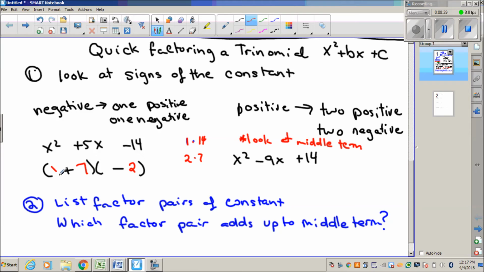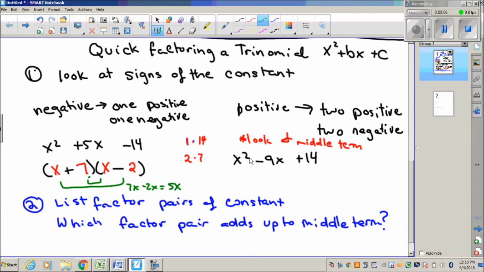And then x times x gives me x squared. So when I multiply this out, x times x will be x squared. Positive 7 times negative 2 will give me a negative 14. And then the middle term will be this right here: 7 times x will be 7x, and x times negative 2. So 7x minus 2x will give me 5x. So I know I've done it correctly. So this is the right combination.